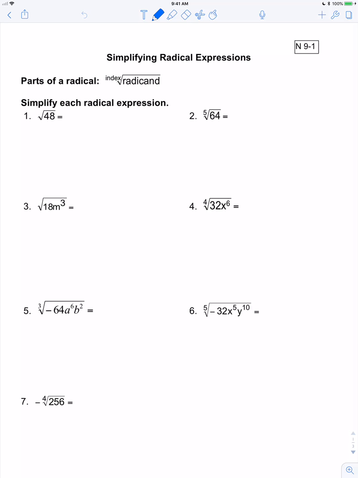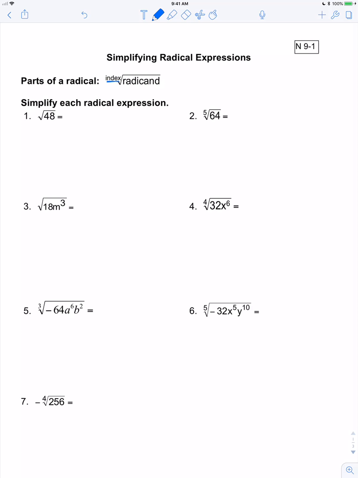All right, we're going to be simplifying some radical expressions. And first we want to make sure that we understand what the terms mean. So the number that's up here outside this radical sign is called the index, and that's whatever root it is. So if there's nothing there, it's just automatically a square root because that's the normal one.